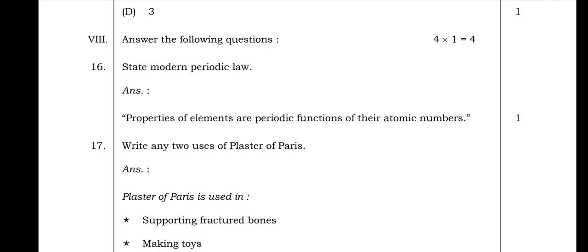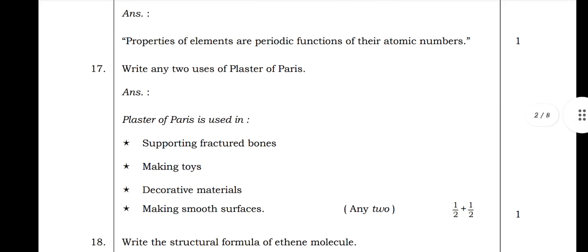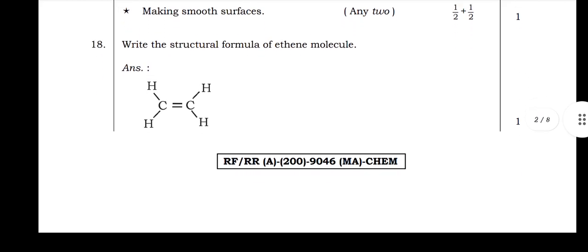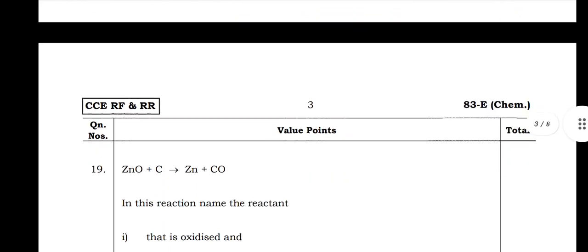Next, the 17th question they asked: write any 2 uses of plaster of Paris. Plaster of Paris is used for supporting fractured bones, making toys, decorative materials, and making smooth surfaces. Next, the 18th question: write the structural formula of the ethene molecule. The structural formula of ethene is CH2 double bond CH2. Here, like this, it is the structural formula.